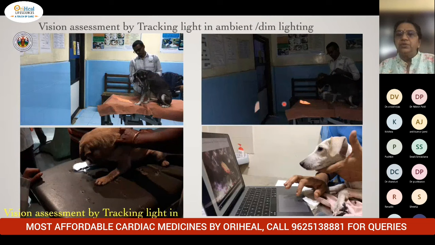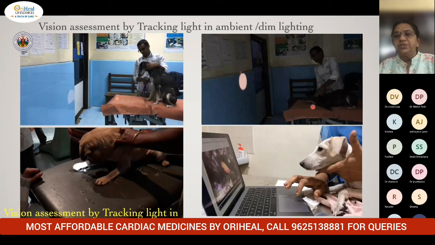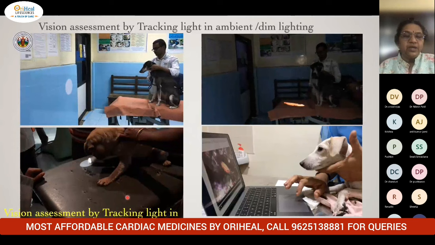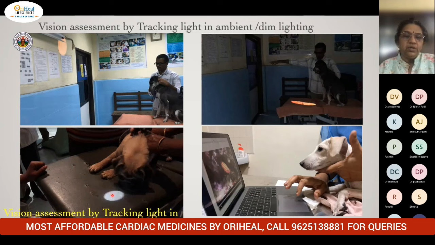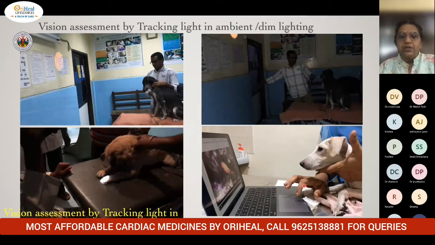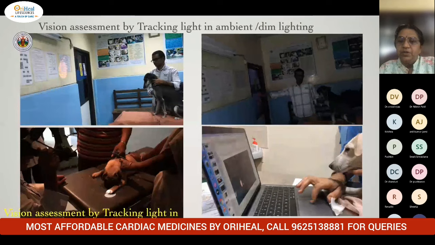So still he is not interested, see, he is comfortably sitting and trying to sleep. But here you can see the animal is able to track the ball very clearly, the light ball. I used to say light ball. And they can also track the structures on the screen. So you can make the animal sit in front of a computer screen, or you can have a big screen, so that will help them a lot.